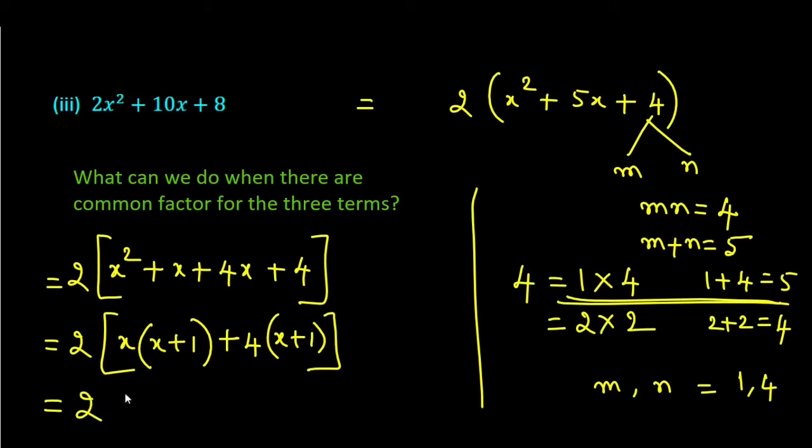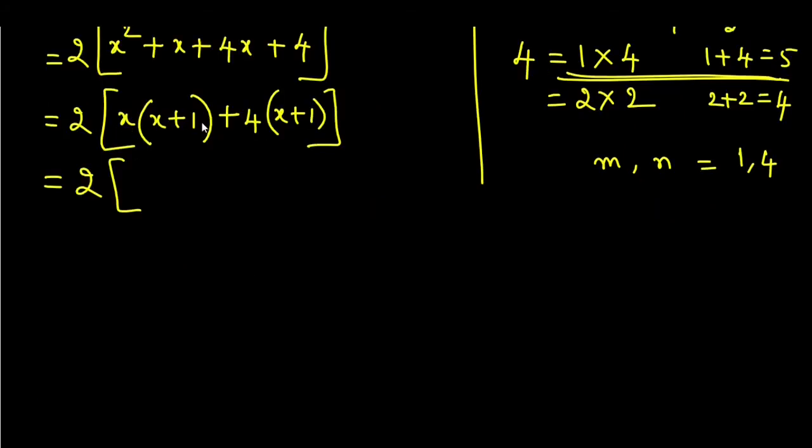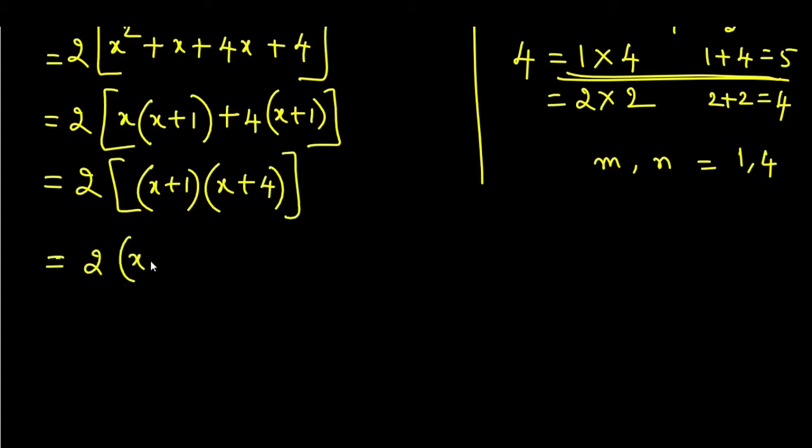This becomes 2 into, from these two units, this and this, x plus 1 is a common factor. So x plus 1, when x plus 1 is taken common, we get x here and 4 here. This is 2 into x plus 1 and x plus 4. 2 into x plus 1 into x plus 4. This is the factorization. Here we have taken 2 as a common factor initially.